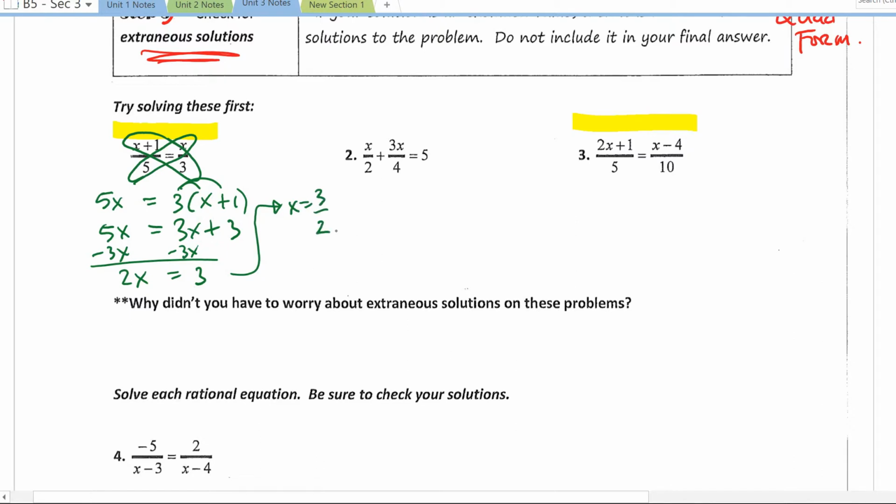Now we've talked a little bit about extraneous solutions. Does this have an extraneous solution? No. So x equals 3 over 2 is fine.